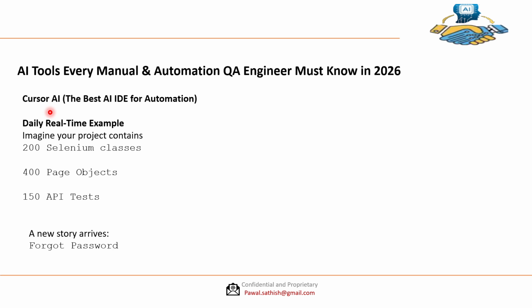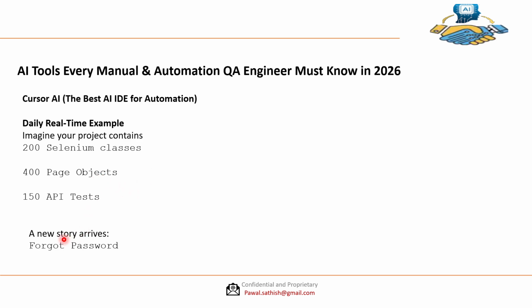Then next, Cursor AI. Cursor AI is also very useful, basically in automation. Imagine your project contains 200 Selenium classes, 400 page objects and 150 API tests. As a new tester, it's quite difficult to understand all the classes. So using Cursor AI, if you give the correct prompt, it will help you understand the current framework and how to write code.